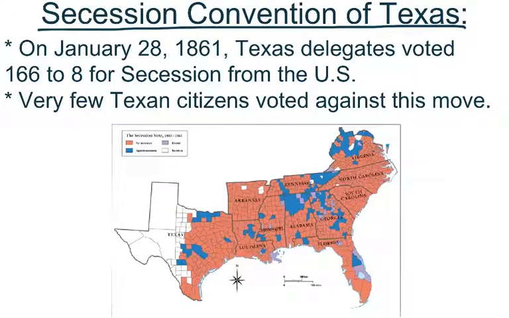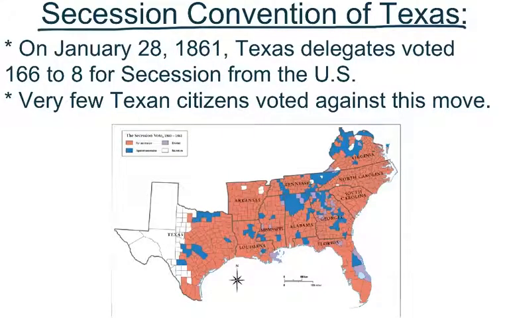So now our next question is, what exactly was Texas going to do as they saw that other Southern states were beginning to secede? The Secession Convention of Texas happened on January 28th of 1861. Texas delegates voted 166-8 for secession from the United States. That was a pretty big landslide vote to leave the United States, pretty much letting people know that, hey, Texas wants to leave the United States.